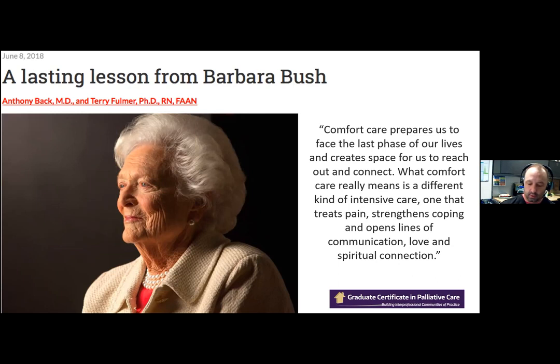And what I want to highlight there is the intensive care part, right? So there's all this language about withdrawal of care. And I think the important message here is that it's really just a different kind of really good medical care, right?